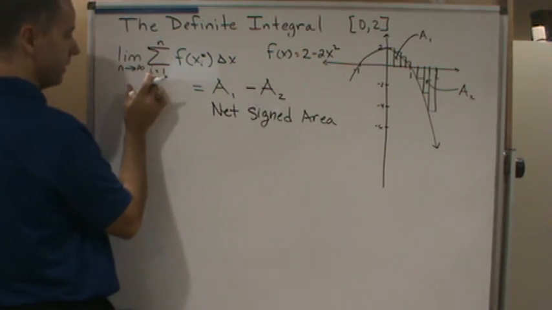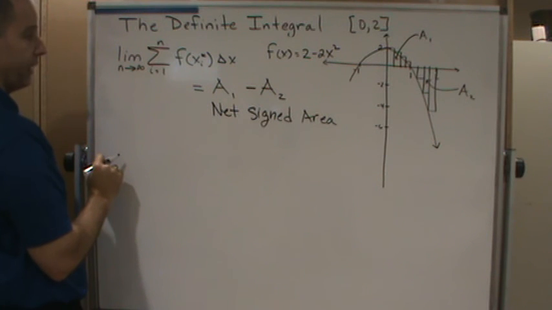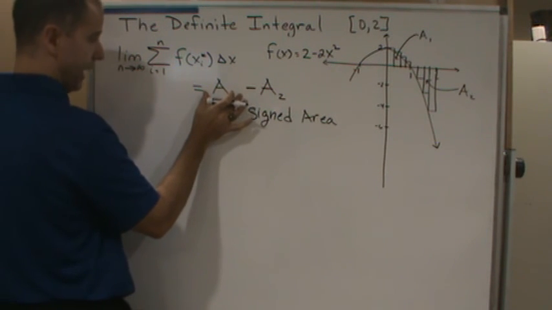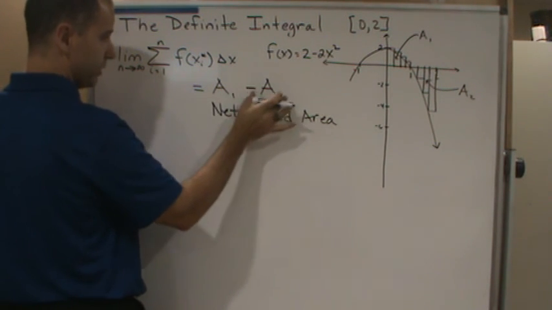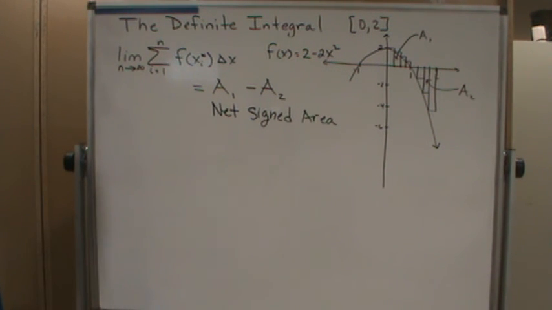So that's where we get the idea. As we take the limit of the Riemann sum, we have to take A1 and subtract off A2 to get the net signed area. Okay? And then we'll do an example, and then we'll talk about total area.